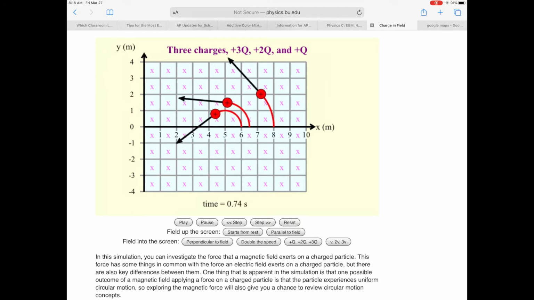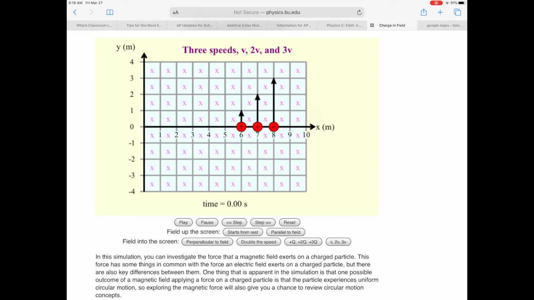If I play, they all have the same velocity. The 3Q is experiencing the most force, causing it to go in the tightest circular path. Correspondingly, when we move out to the outer one, the charge of Q, it's experiencing the least force, causing it to go in the largest circular path. So the force depends on the amount of charge that is there.